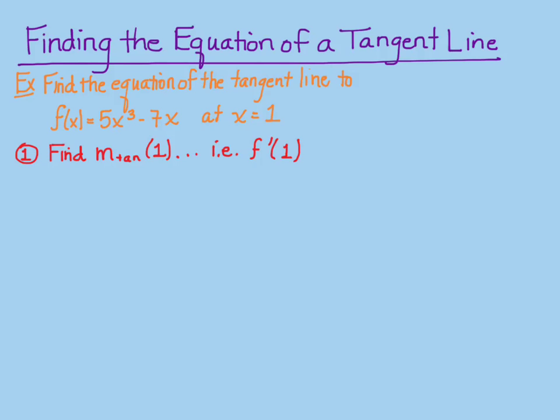Since we're trying to find the equation of a line, we need to find its slope and we need to find a point on the line. Remember that the slope of the tangent line is given by the derivative at that x value. So really what we're looking for is f prime of 1. First, let's take the derivative, and using our techniques, we know that the derivative is going to be 15x squared minus 7.